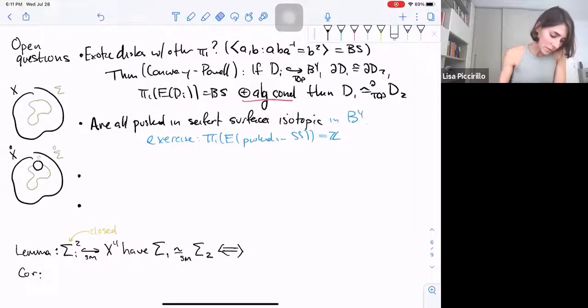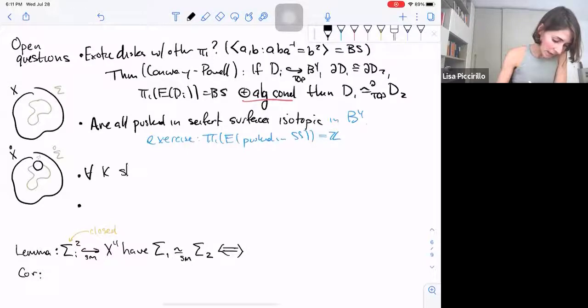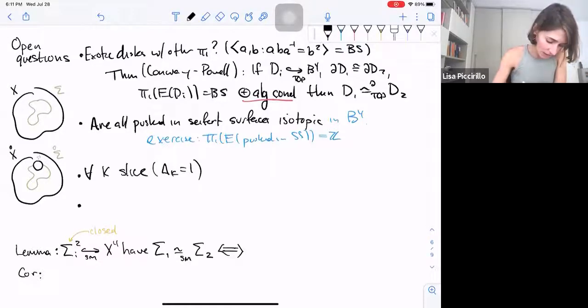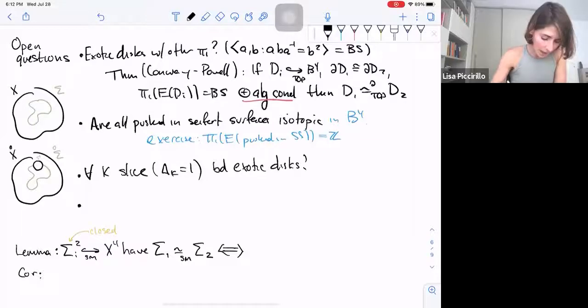Okay, another question that comes up. So we just showed existence. There are exotic disks in the four ball. Now what about how many? So in particular, maybe are all K that are slice, and maybe you want to assume that they have Alexander polynomial one that'll allow you to have a pi 1 Z disk. Do all of these knots bound exotic disks? And do they bound infinitely many such?